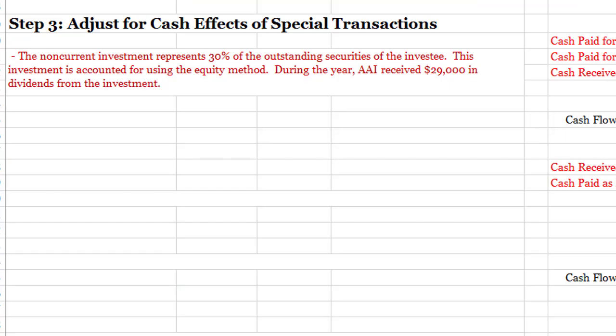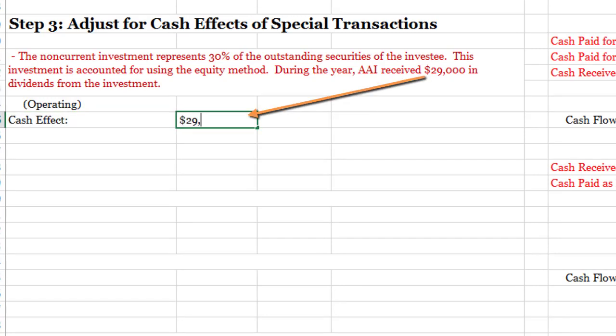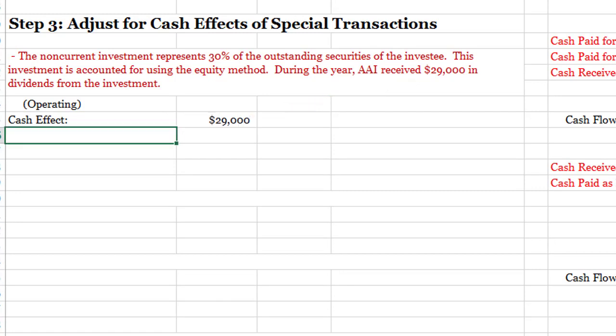Well, let's go back to our information again. There is a cash effect here because we actually received $29,000 in dividends. So there is a cash effect, and the receipt of dividends is one of those transactions that, well, we think that would go in investing, but we moved it to operating to match the cash received from dividends with dividend revenue. So this is going to go in operating because it's dividend revenue. So our cash effect is $29,000. It's an increase because the cash came in.